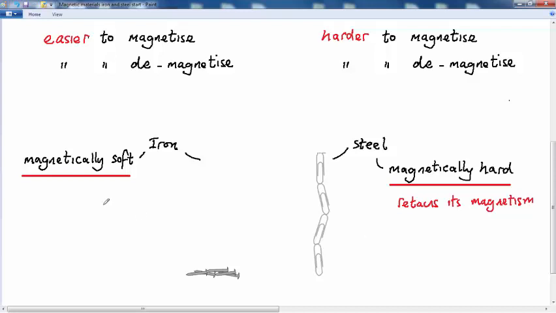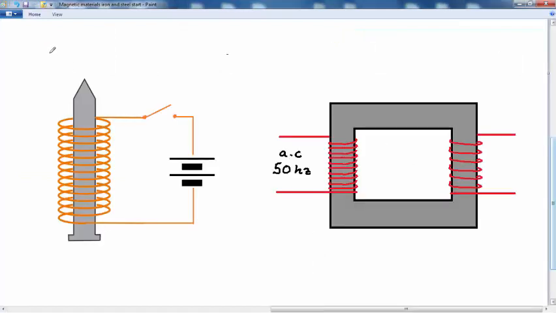Magnetically soft materials have a distinct advantage over magnetically hard materials in that you can use them for two particularly important applications, which is that of making electromagnets and for making the core of transformers. So these diagrams show schematics of an electromagnet and of a transformer, and we'll talk in detail about both of these devices in later lessons. What we're looking at now is the material from which the cores of both devices are made.